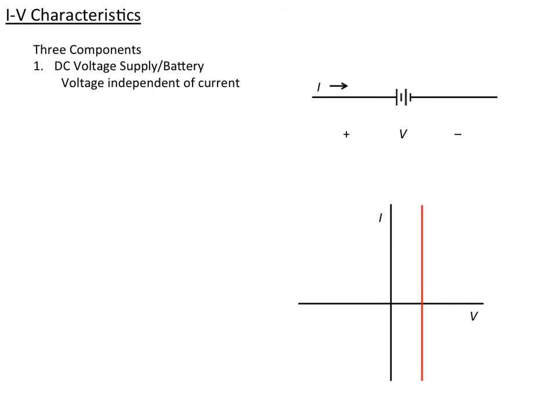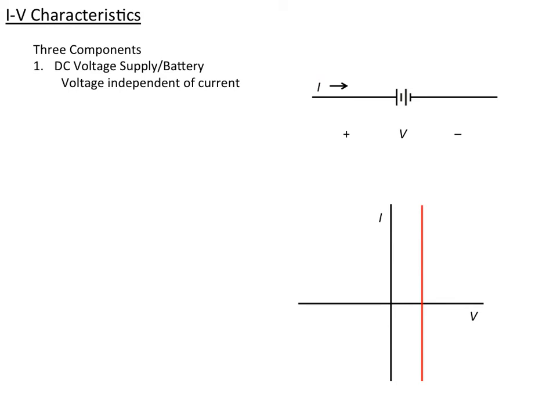Another symbol that means the same thing is a battery. Like this, it's also a DC voltage supply, and an ideal one is exactly the same. Note that I put the large side of the set of lines crossing the leads to be on the positive side. And again, it has the same IV characteristic. It's identical in practice to a DC voltage supply.